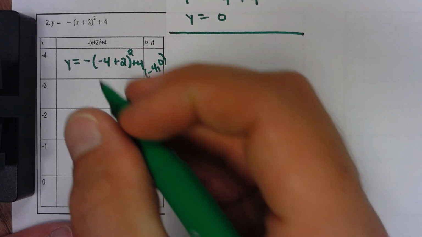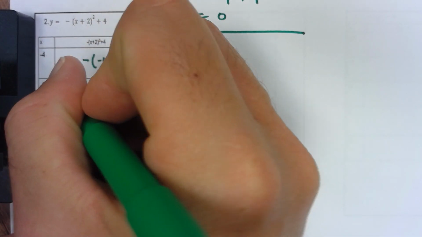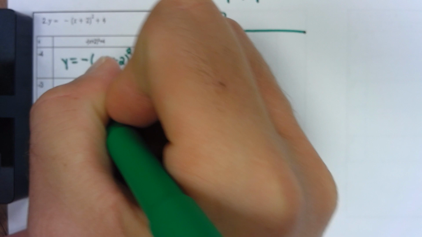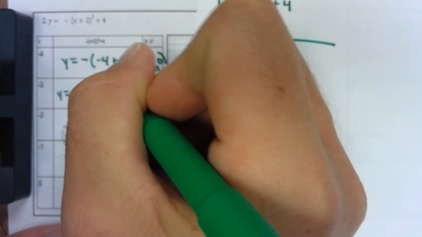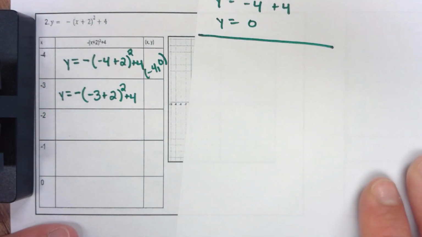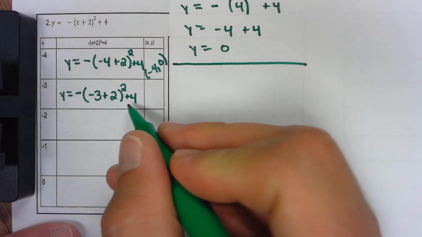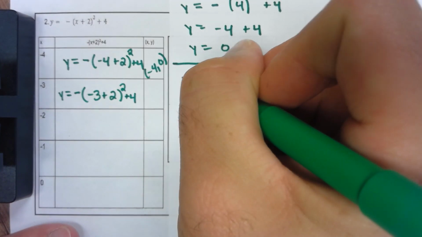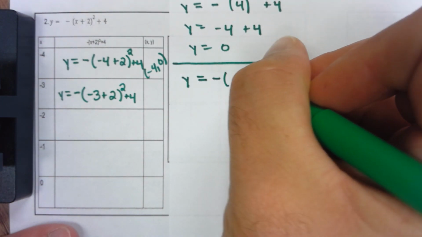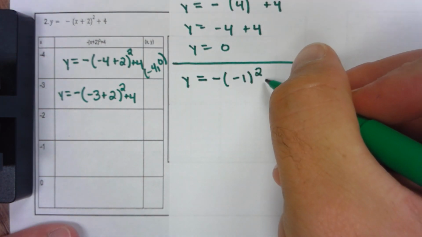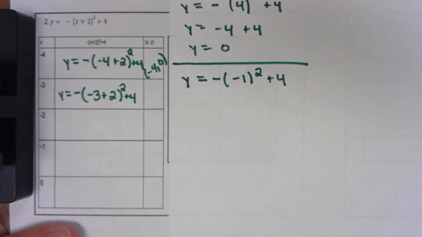All right, next one is negative 3. So we're going to start with y equals negative, negative 3 plus 2 squared, and then plus 4. So negative 3 plus 2, do my grouping symbols first, makes this negative 1, and squared and plus 4.